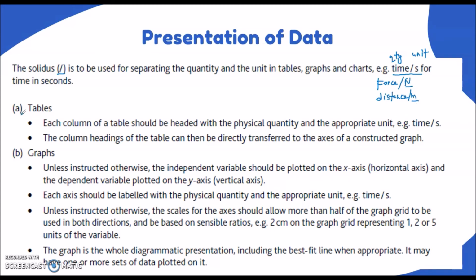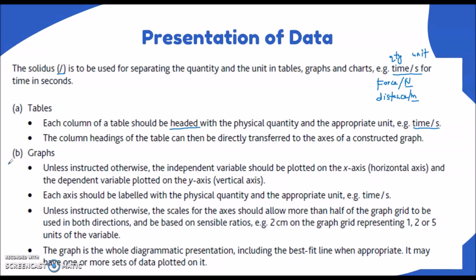So for tables, first one, each column of a table should be headed with the physical quantity and the appropriate unit. So this one is your table heading, the column heading. We had a question before for us to complete the column heading. So this is how you should complete it, with quantity and the unit. Second, the column heading of the table can then be directly transferred to the axis of a constructed graph.